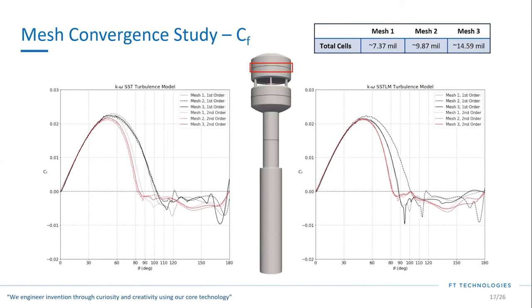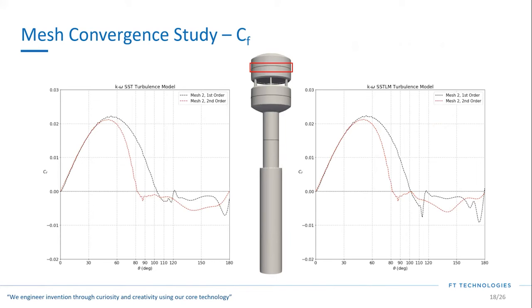Once we move this over to second order, you can see there's a convergence of the meshes to a similar solution in separation point of around 80 degrees. This corresponds to a laminar separation, excuse me. So with this in mind, and in the interest of time and saving computational costs, we selected the second order mesh, mesh 2.